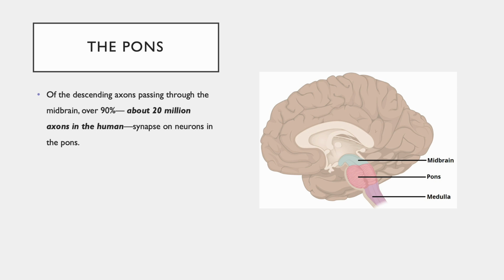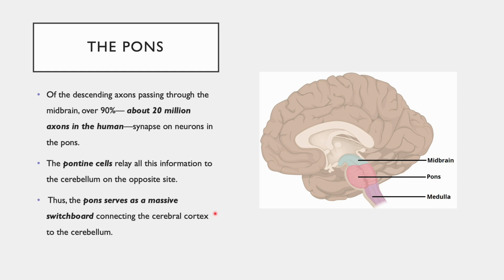Now, the pons is a hindbrain structure that plays a crucial role in communication between the cerebral cortex and the cerebellum. There are many nerve bundles that lie in the medulla and the pons, but about 20 million axons in the human brain synapse onto neurons in the pons specifically. And pontine cells relay all of this information to the cerebellum on the opposite side. And so thus the pons serves as a massive switchboard connecting the cerebral cortex to the cerebellum.